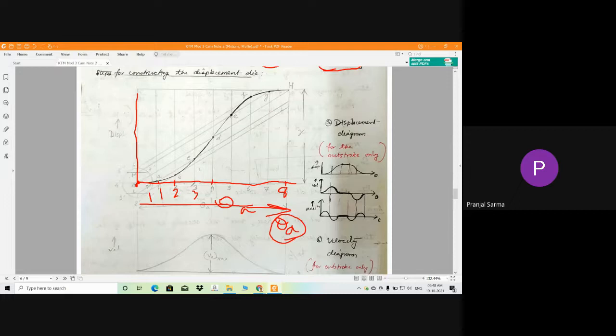Now from these equally spaced divisions, we are going to draw the vertical lines. This vertical line from the second division, from the third division, from the fourth, fifth, sixth, and so on, up to 6, 7, and 8. And what is this height? Along the y-axis, we have to consider the lift or the displacement.